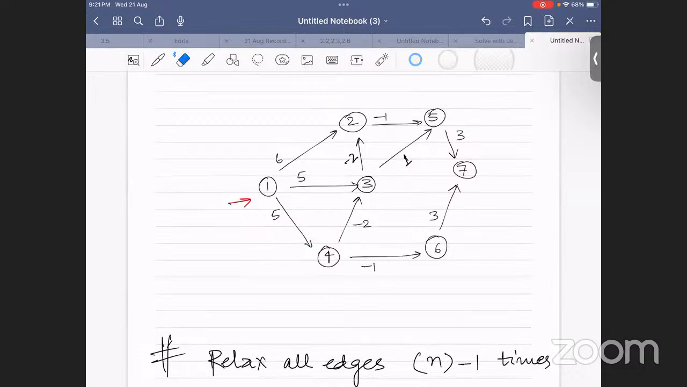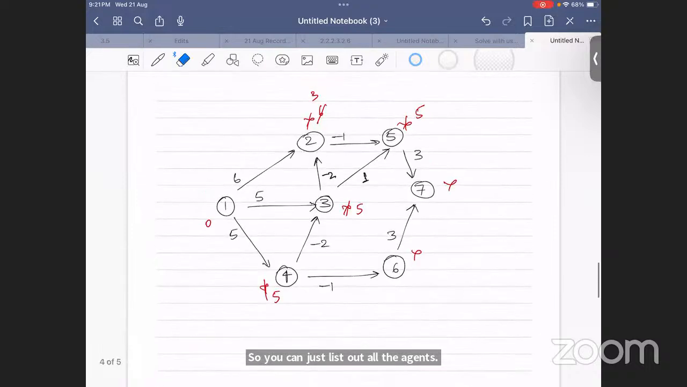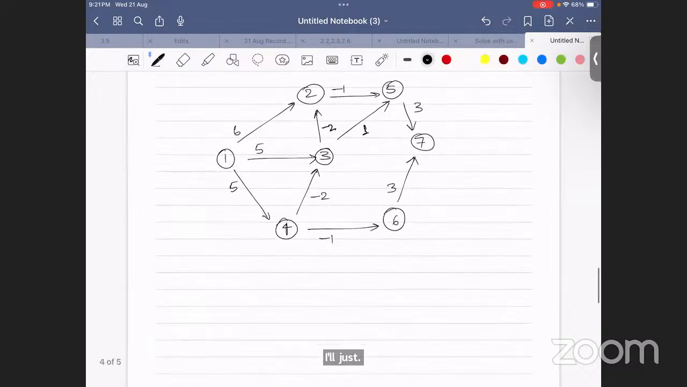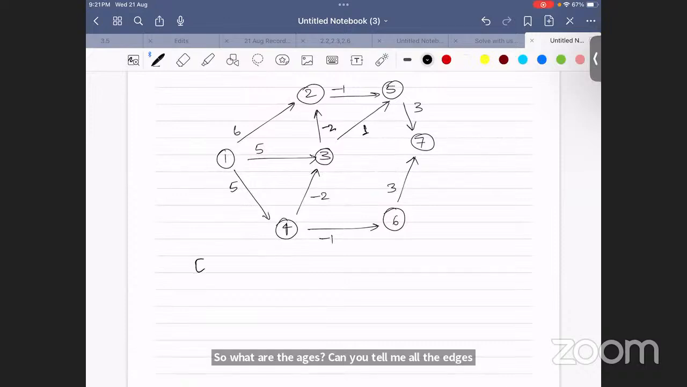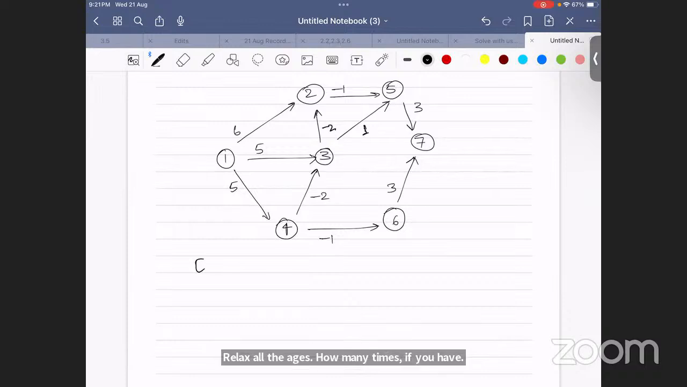So you can just list out all the edges. I'll copy this; yes, it has been copied here. What are the edges? Can you tell me all the edges here? How many times do you have to relax all the edges? If you have n vertices, you have to iterate n minus 1 times. So for this question, with 7 vertices, you have to iterate 6 times.